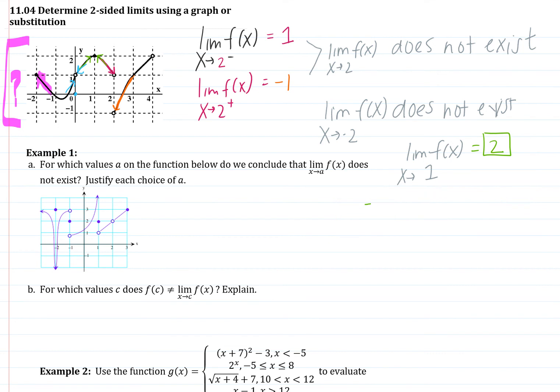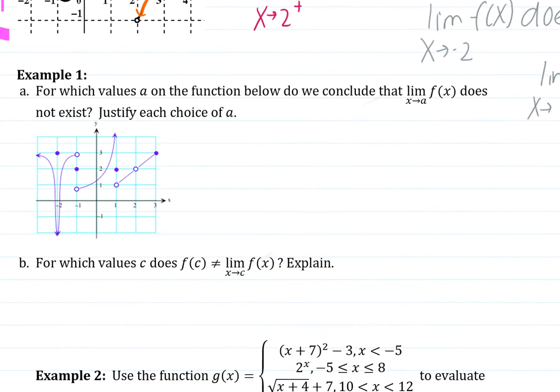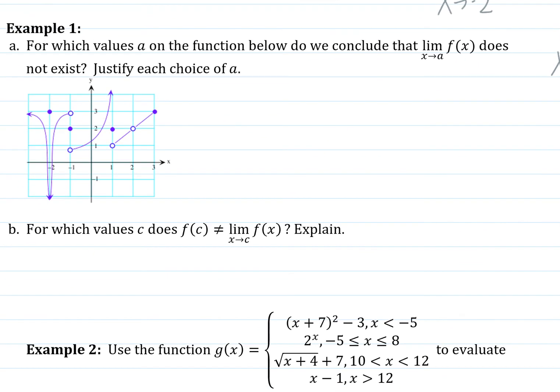Okay, let's take a look at another example. Here's another graph. For which values a on the function below do we conclude that the two-sided limit, so the limit of f of x as x approaches a, does not exist? Justify each choice. Well, let's just trace from left to right and see what's going on here. So the function appears to go forever in this direction. Maybe it hits an asymptote, meaning by hits I mean gets close to. And then we notice that there's a vertical asymptote at negative 2.